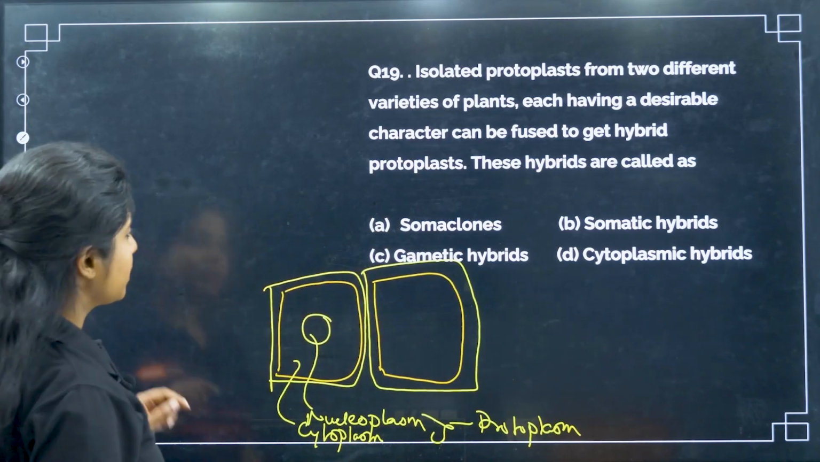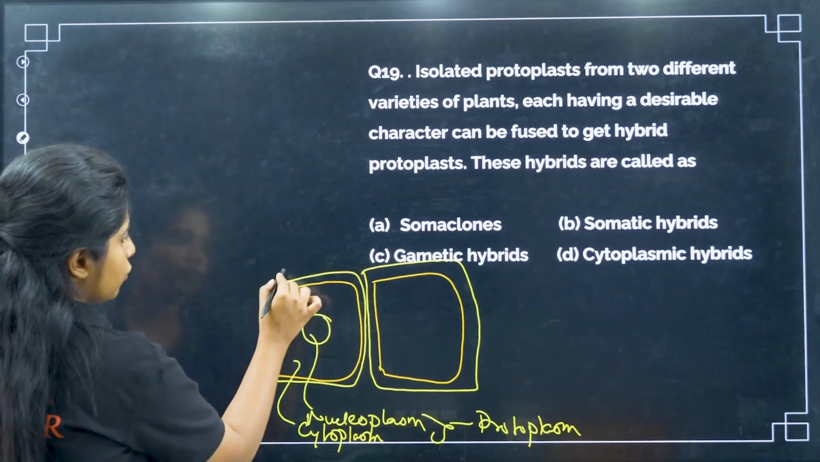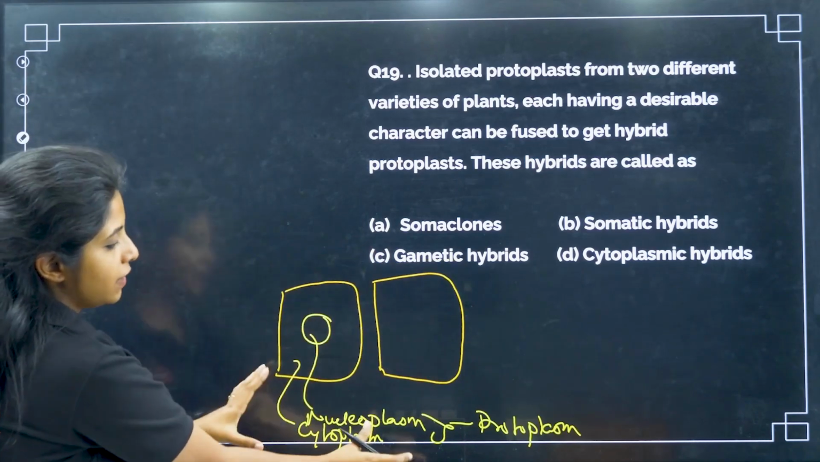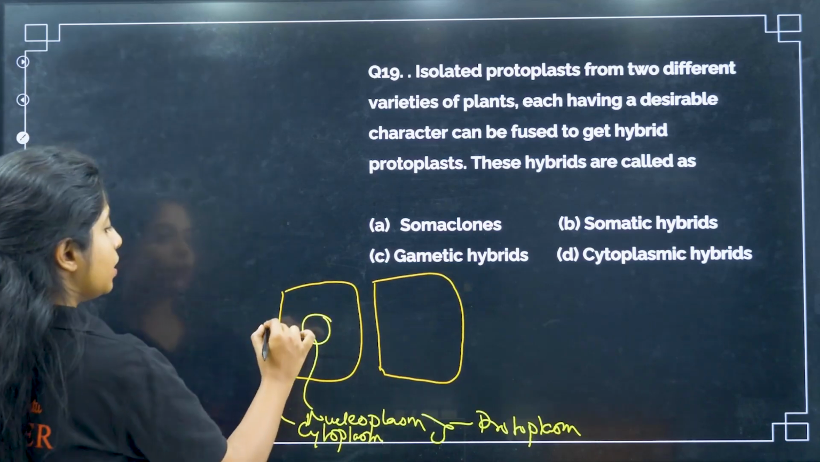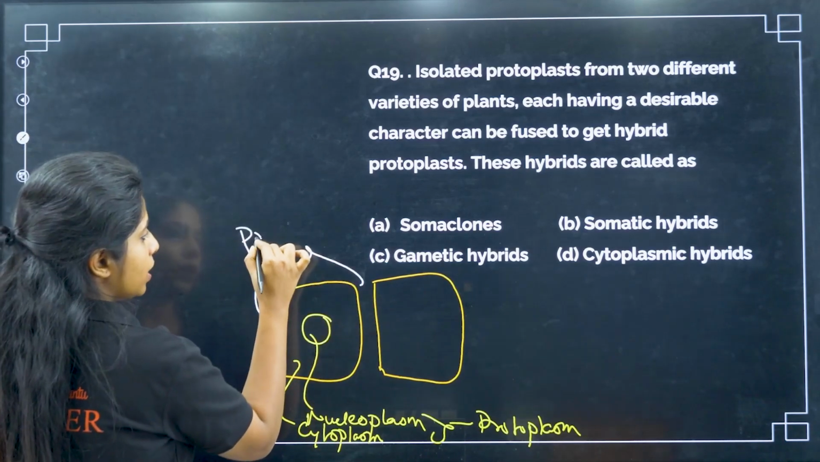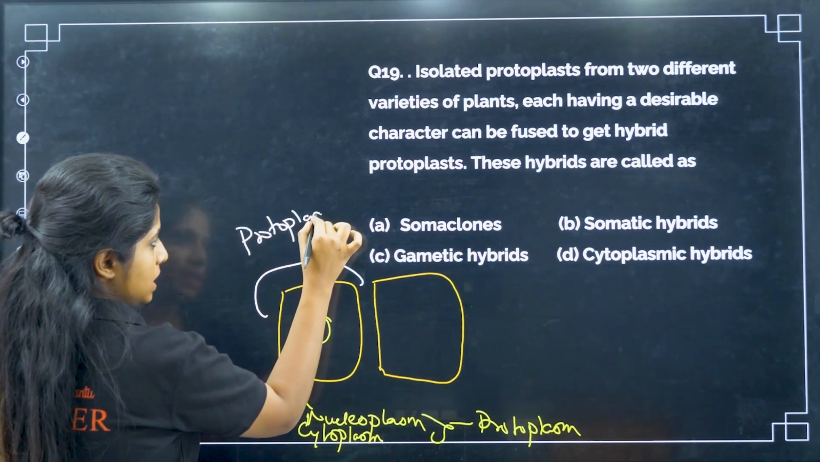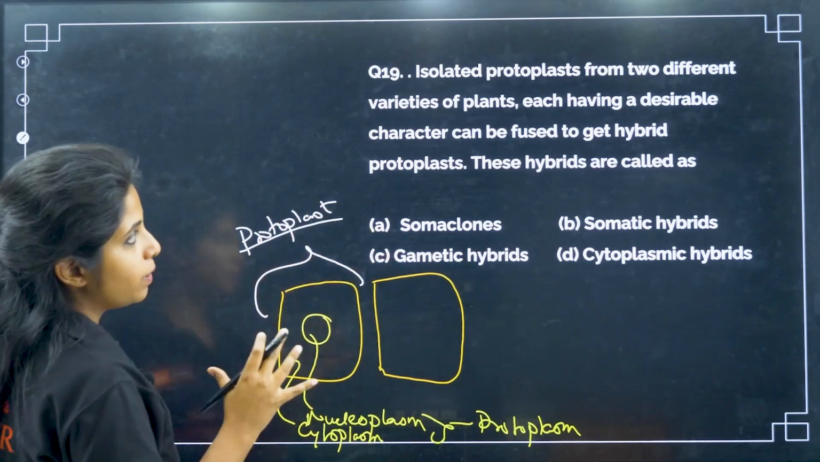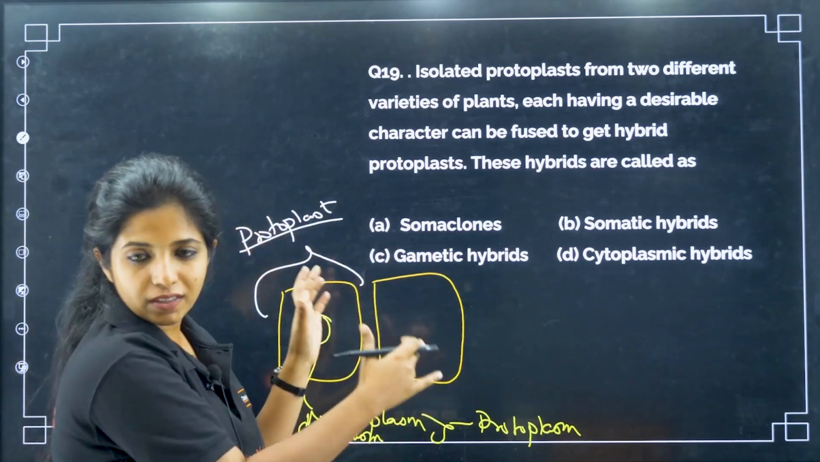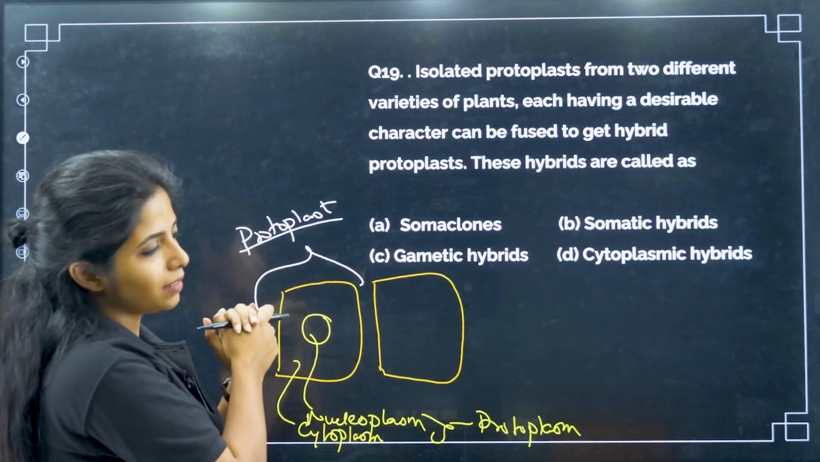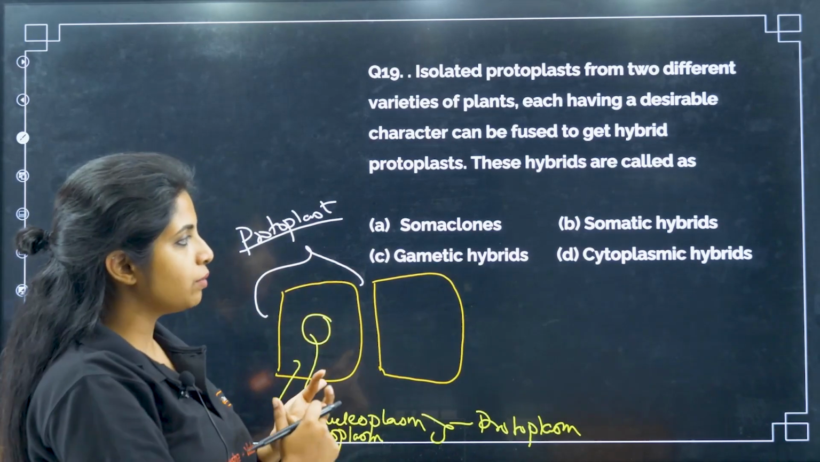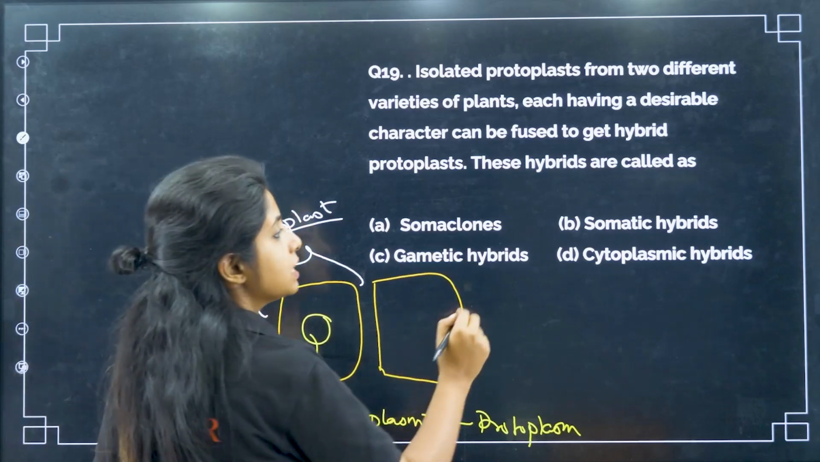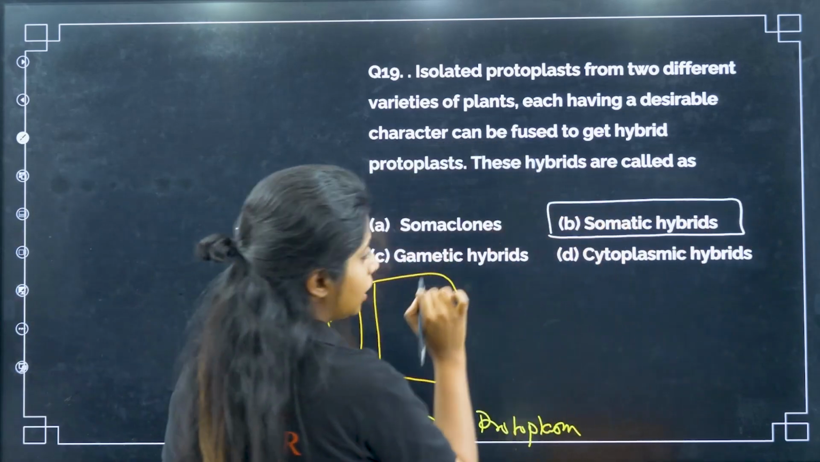What is protoplast, ma'am? Basically, in a plant cell, if I remove the cell wall, whatever is left behind, including the cell membrane, will be known as protoplast. So, in this type of hybridization, what I am doing is removing the cell wall and making the protoplasts come together. What do I get? Somaclones, somatic hybrids, gametic hybrids, cytoplasmic hybrids. It is somatic hybrids that I get over here.